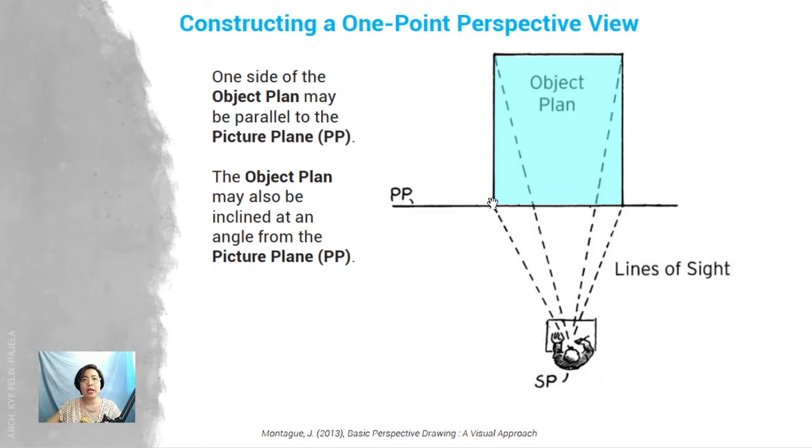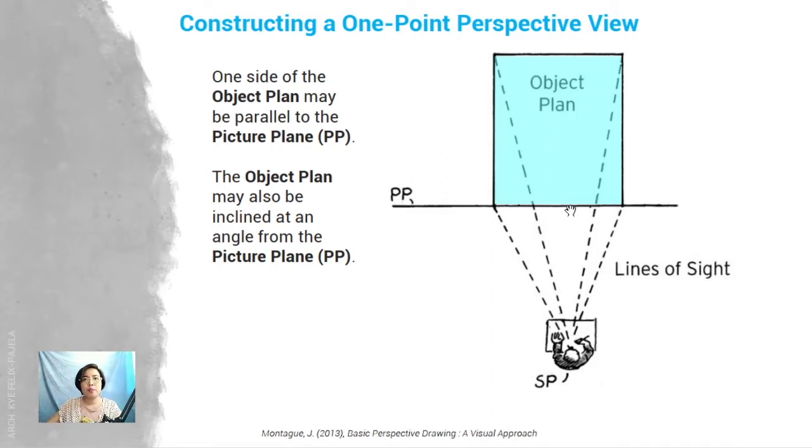Ang tinutukoy natin dito, itong side na ito, we can consider this as the front elevation. Pwede rin naman na right side siya or left. Or kung anong side or kung ni-rotate mo yung object plan. Another thing that we can consider here is the object plan. Pwede rin siyang naka-incline from the picture plane, which is commonly used doon sa two-point perspective.